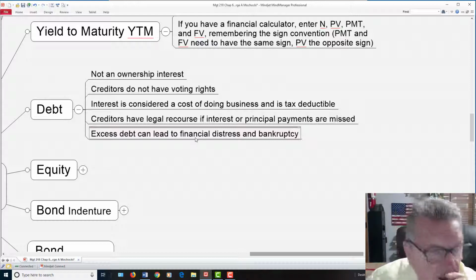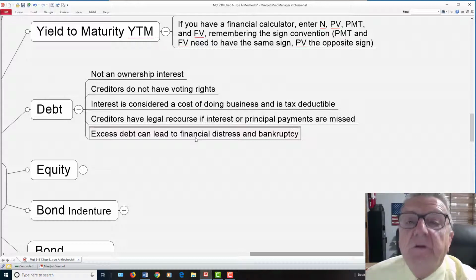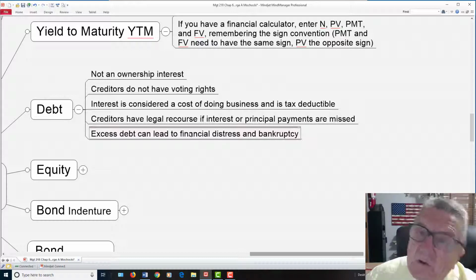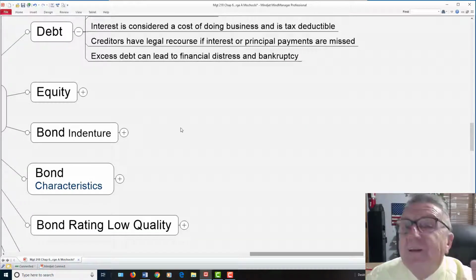When we're looking at the debt to equity ratio, this is something that we talked about in accounting. I'm just touching on it. I'm trying to keep this under 20 minutes.